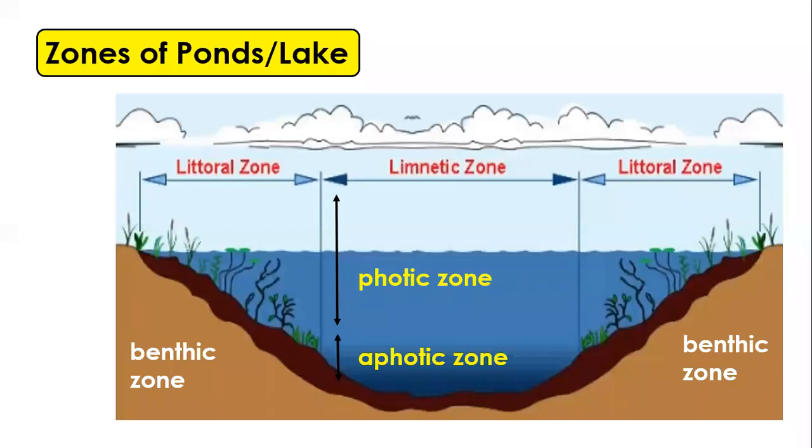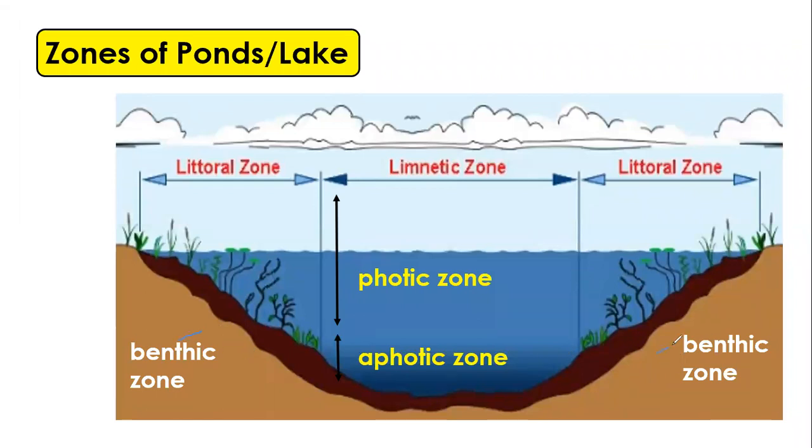First, we have the zones of ponds and lake. The ponds and lake have the same zones. We have benthic, photic, aphotic, littoral, and limnetic. So, if you can see, this is the benthic.